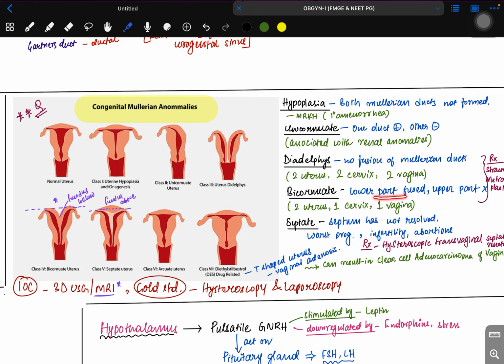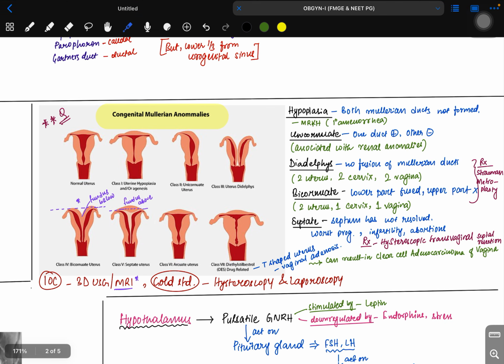Here what happens? The lower part is fused but the upper part is not fused. Therefore there are 2 uterus but 1 cervix and 1 vagina, because the lower part is fused, right? The treatment for didelphys and bicornuate uterus is Strassmann metroplasty.